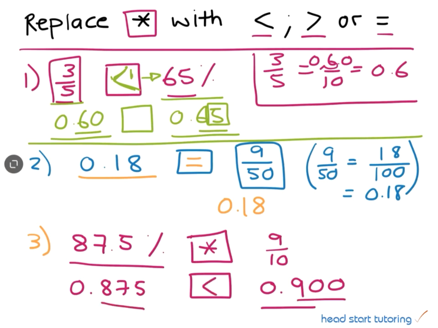So again, we put our smaller than sign there, and our big mouth here is facing towards the bigger number, so that's great. So 87.5% is smaller than 9 over 10.